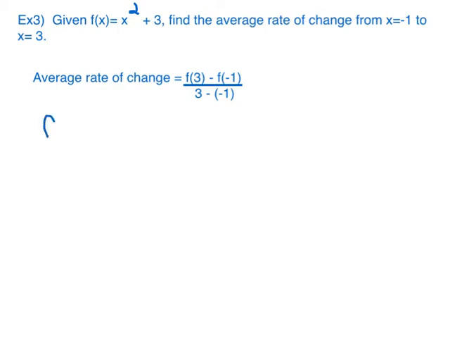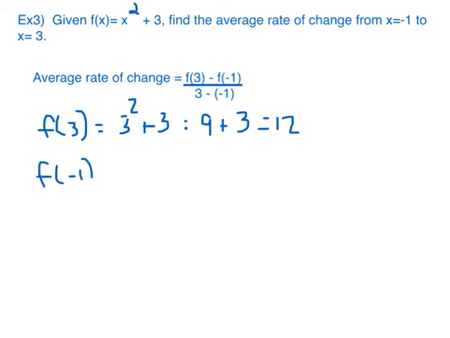So if I take f of 3, all I'm doing is taking 3 and squaring it, and I'm going to add 3. Well, what is 3 squared? 9 plus 3 is 12. So that's what f of 3 is. I want you to pause the video, and I want you to find f of -1 right now.